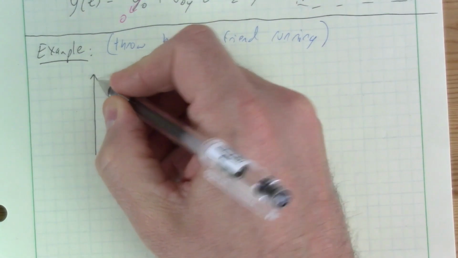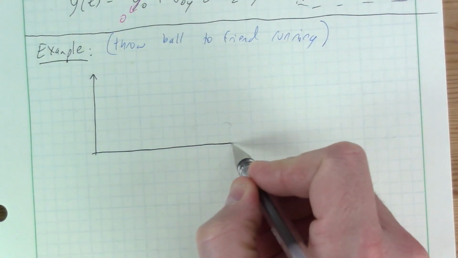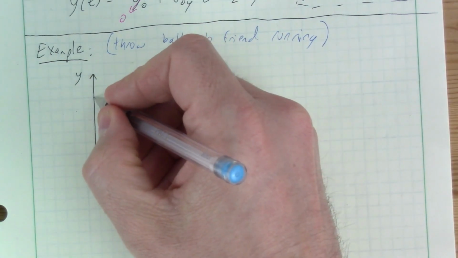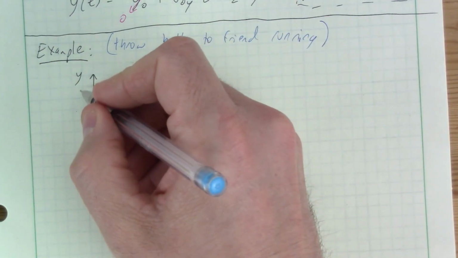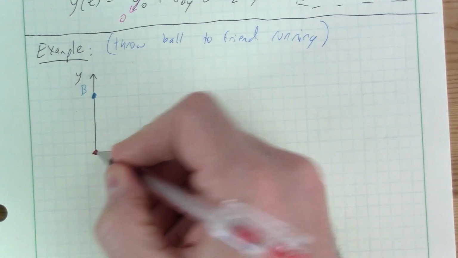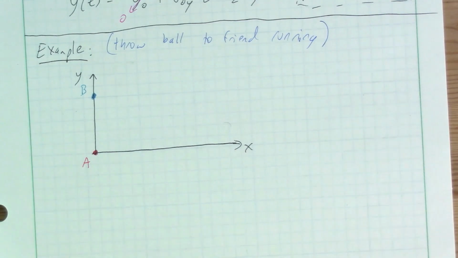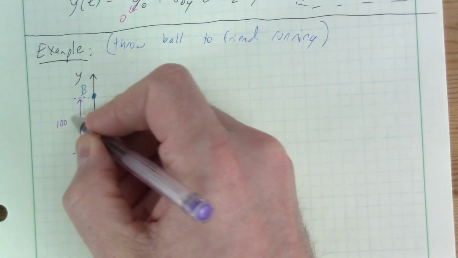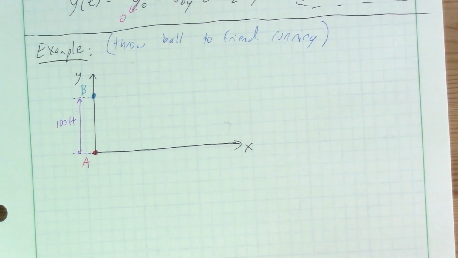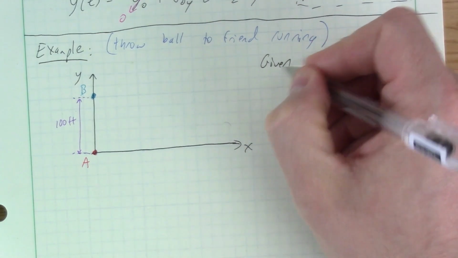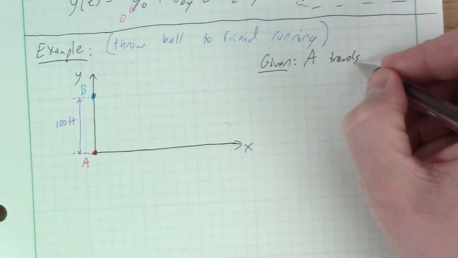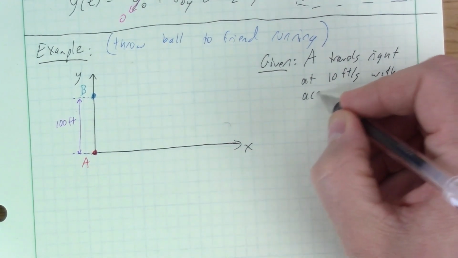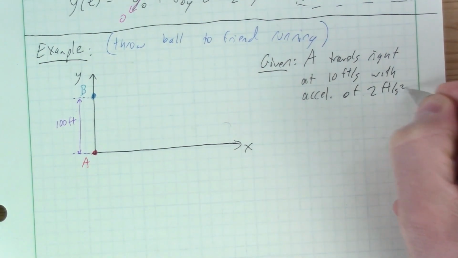So let's just get the picture down here first. Here's our x direction, here's our y direction. B, in my example, would be you, the person doing the throwing. A is down here at the origin. Let's say they're separated by 100 feet. And let's have a list of what's given to us here. So A travels to the right at 10 feet per second with acceleration of 2 feet per second squared.